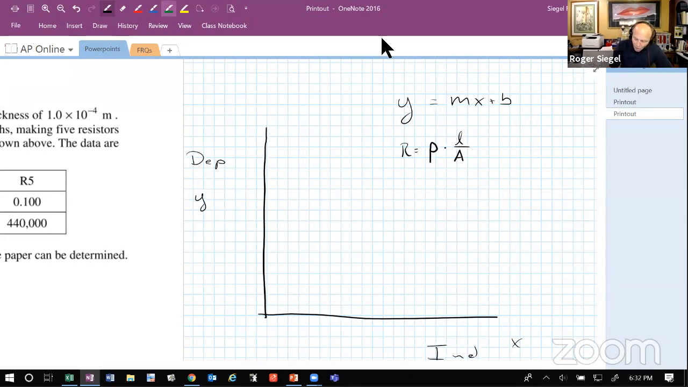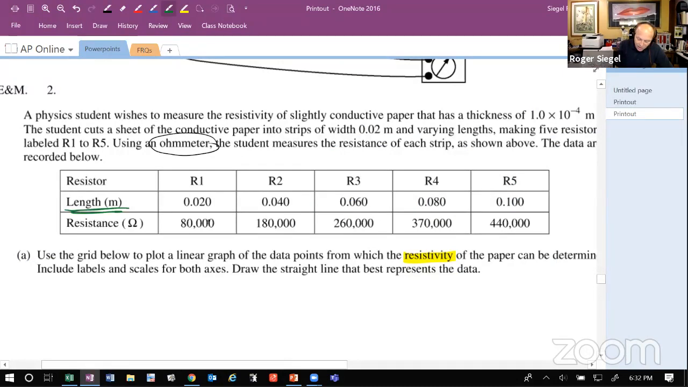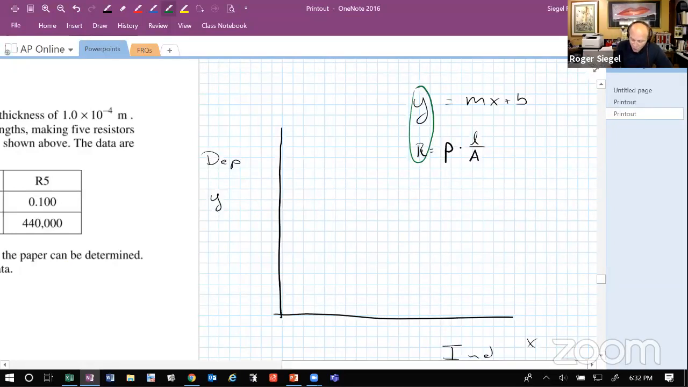When we're doing a graph, we're looking to plot something on the y-axis. And then we say, what are we changing? You can see that what we're changing is the length, and the resistance is what changes because I'm changing the length. So my resistance R goes on the y-axis. My length is going to be on the x-axis. Now, I have a choice. I can either graph the length, or I could graph the length divided by the area.